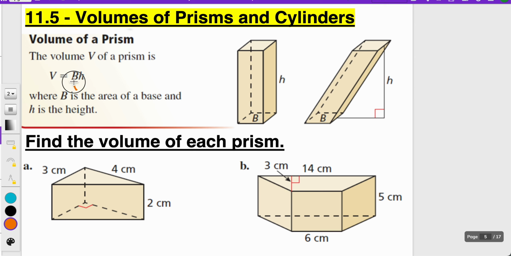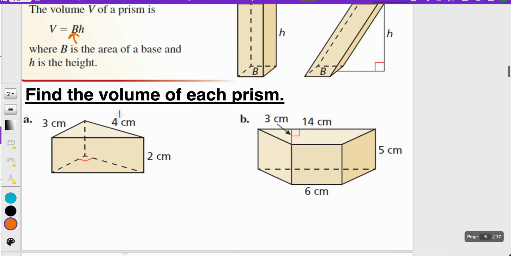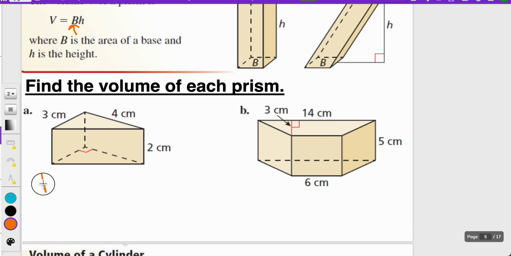So the only difference here is we're given this capitalized B, and big B stands for area of the base. So we're going to try that here. We're going to do area of the base first times the height. The area of the base here is a 3 by 4 triangle. So we would do 3 times 4 divided by 2, and then times that by the height, which is 2.